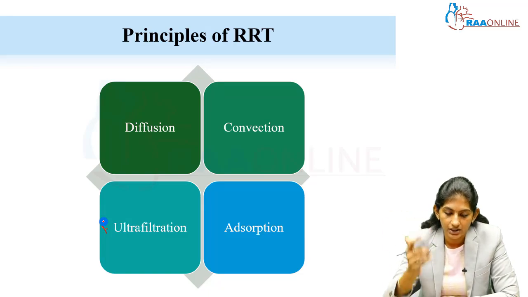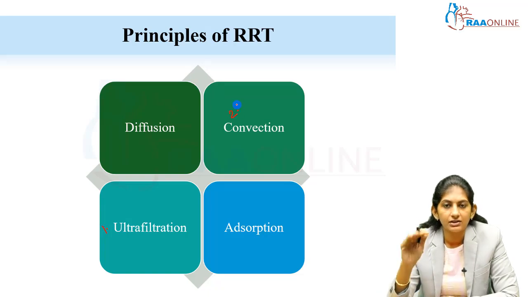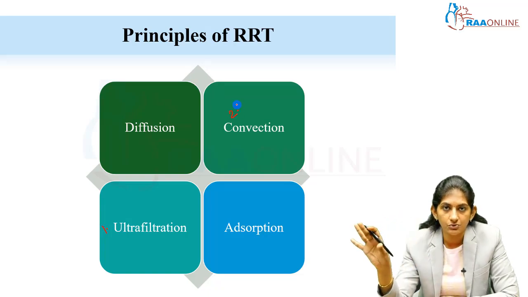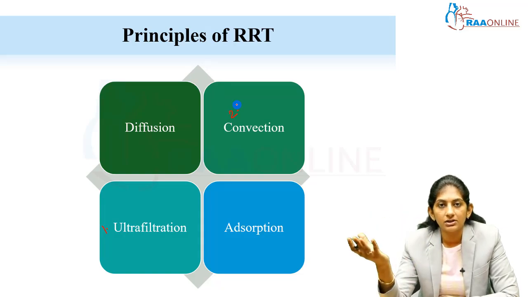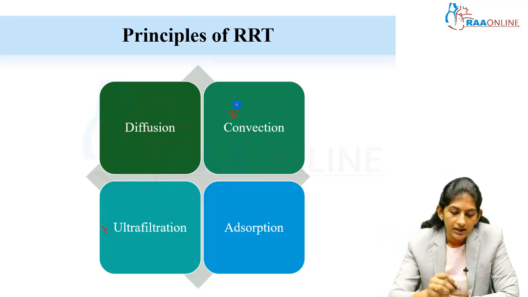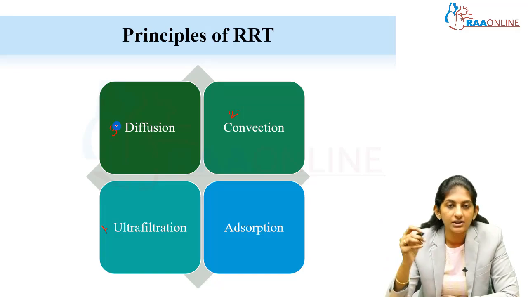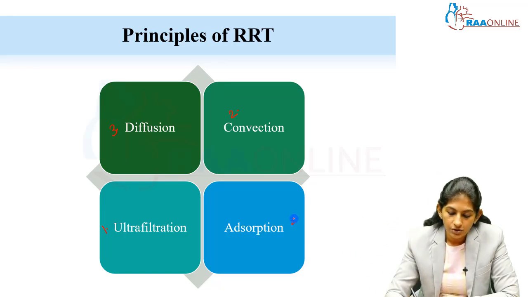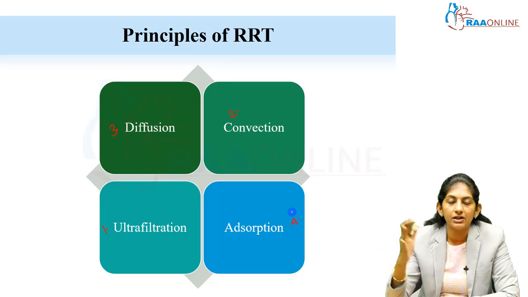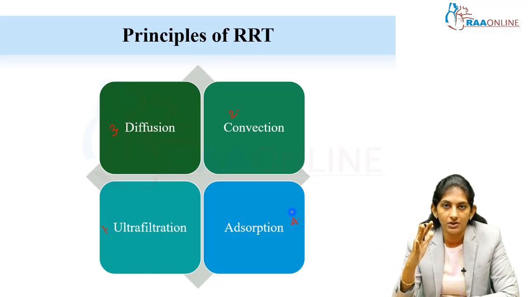Number 2, convection. Convection is very popular. That is what is used in most modalities, where both the fluid and the molecules, so medium and large molecules, will get filtered. Number 3 is diffusion. Diffusion is a principle that is used in peritoneal dialysis. Number 4 is adsorption. There is a semi-permeable membrane. All the molecules will get adsorbed over here.